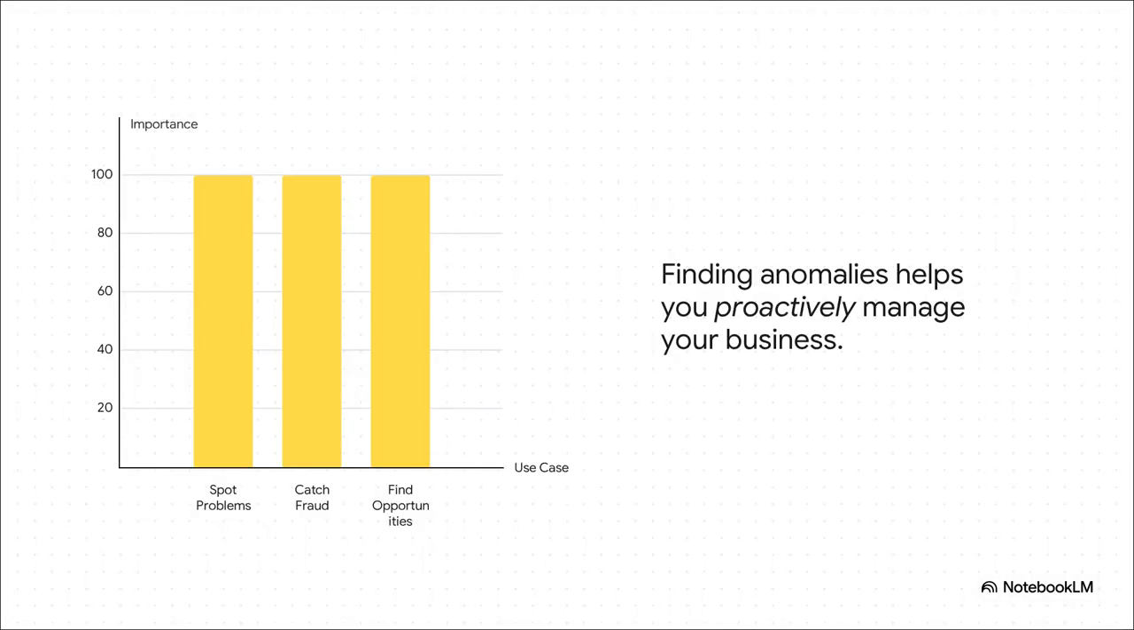And why is finding these outliers so critical? Because these aren't just glitches, they are signals. You can spot problems before they become crises, like a sudden spike in product returns that might point to a manufacturing defect. You can catch fraud by flagging transactions that break the mold. And maybe most excitingly, you can find new opportunities, like an unexpected surge in interest for a product that points to a brand new market trend you can jump on.